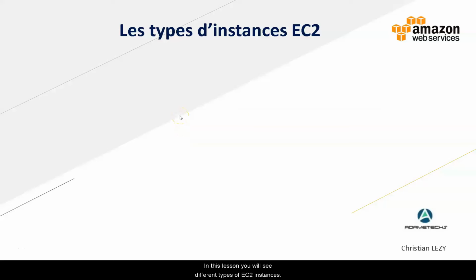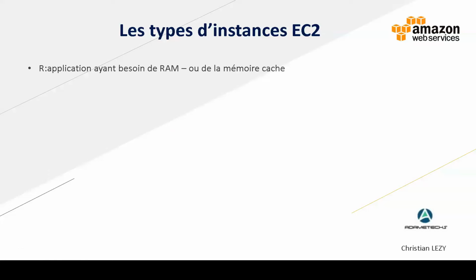In this lesson, we'll see different types of EC2 instances. As your instances got created, you might have noticed that the name was composed of a letter, such as P2, C5, M5, etc. These letters have a meaning, and in this lesson we'll discover the most important ones.